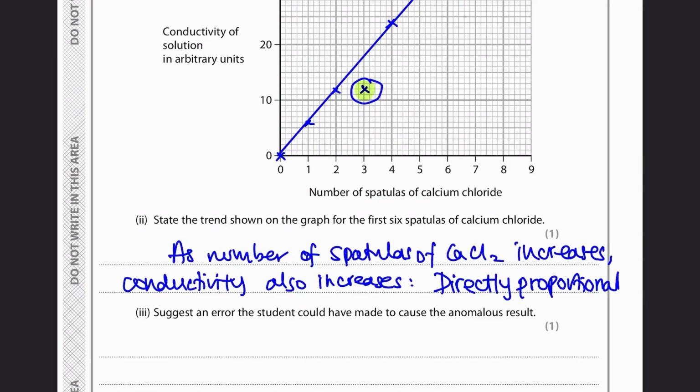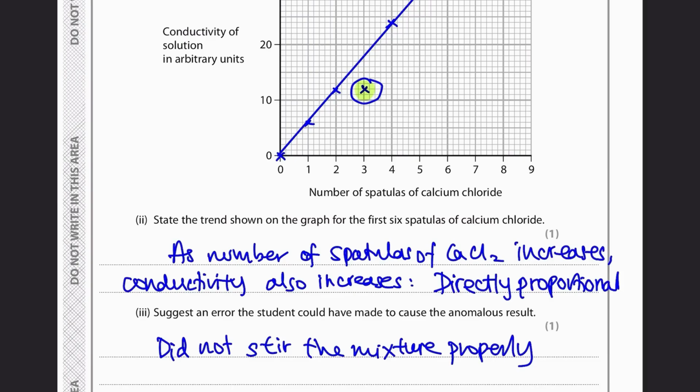One reason is that maybe he didn't stir it properly, because when you add the third spatula in, right, if you don't stir it properly, the calcium chloride will not dissolve properly. And if it does not dissolve properly, it's not going to be able to do the conduction as much, right? So he did not stir the mixture properly.